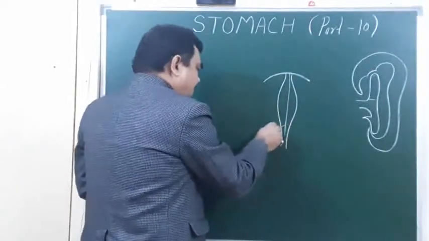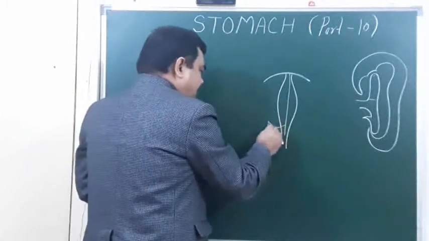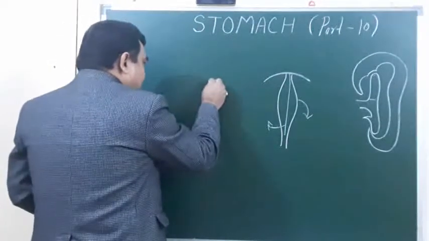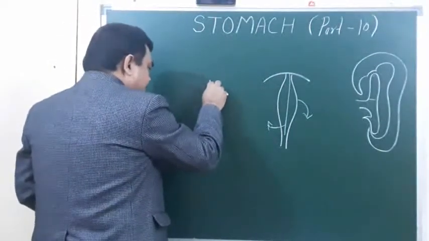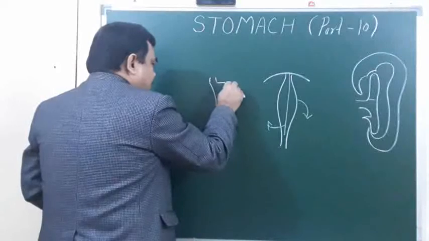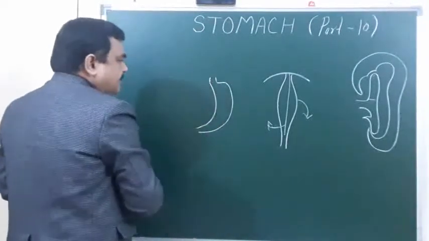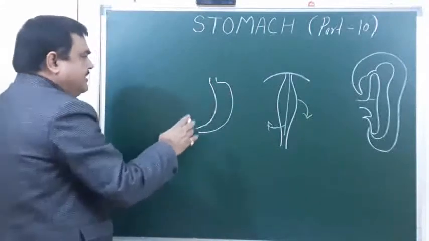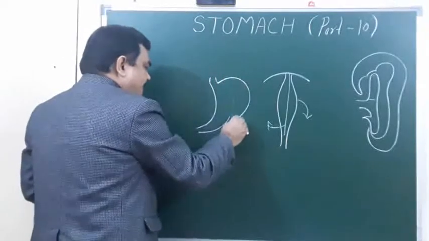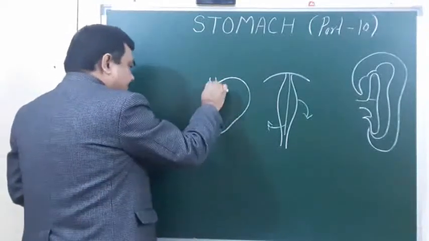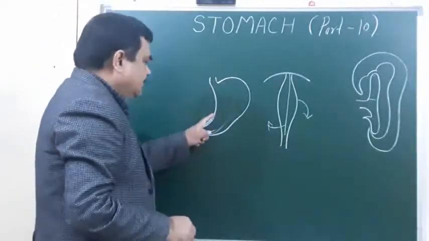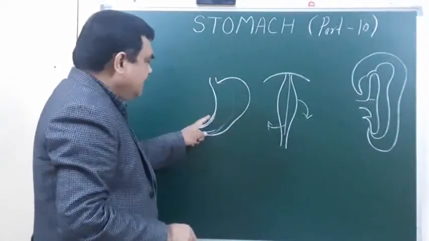After some time, it rotates about 90 degrees like this. So this anterior border now becomes the right border. And this posterior border, which lies posteriorly, becomes the left border. Gradually, due to differential growth in both borders, this border enlarges and forms the greater curvature, and this border remains small and forms the lesser curvature.